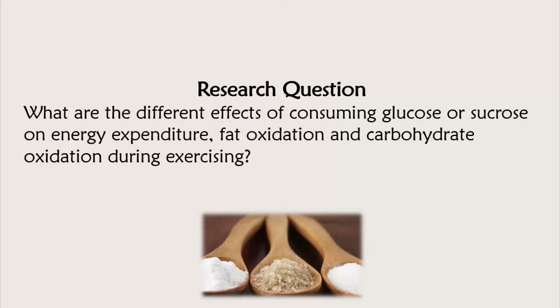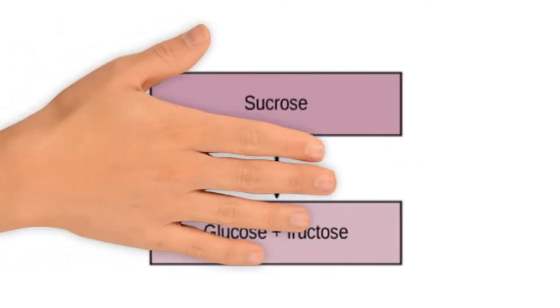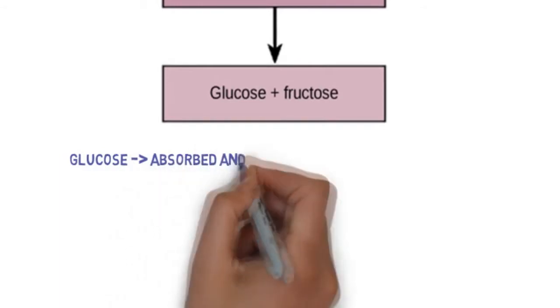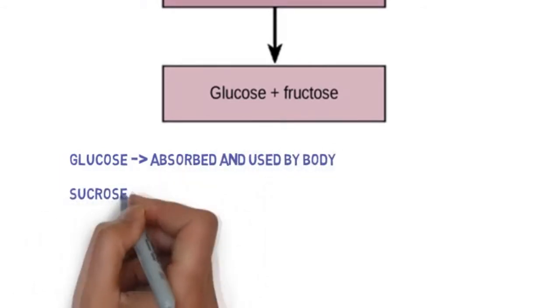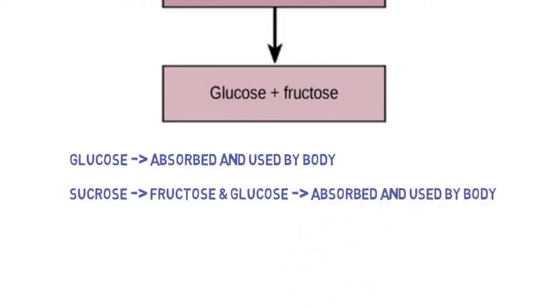Before a hypothesis could be formed, a bit of biological background information was needed on the absorption of carbohydrates. Glucose can immediately be absorbed and used by the body. Sucrose, a disaccharide mostly known as table sugar, needs to be split up into a single fructose and a single glucose molecule before it can be used by the body.